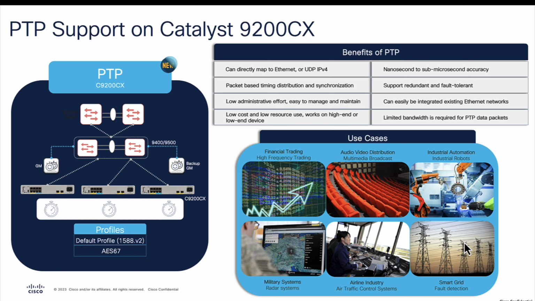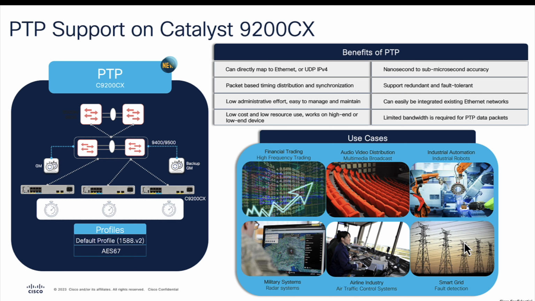a range of benefits. For instance, PTP now offers direct mapping to Ethernet or UDP IPv4, and with packet-based timing, you can achieve accurate distribution and synchronization with minimal administrative overhead. It's a low-cost solution that simplifies management while enhancing network efficiency. The applications for PTP on the 9200CX are vast.